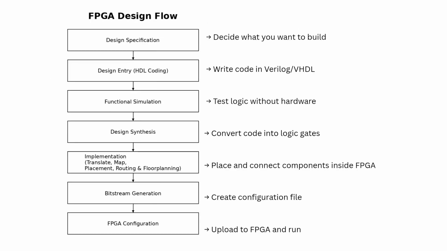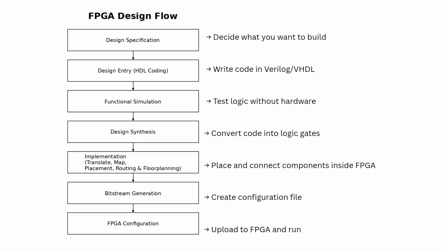These are the steps for FPGA design flow. Steps include design specification, design entry, functional simulation, design synthesis, implementation, bitstream generation, and FPGA configuration. In the first step, design specification, we decide what we want to build. We decide speed, power, and everything else that is necessary for specifying our design. In the next step, we write code for our design, like what we want to build.